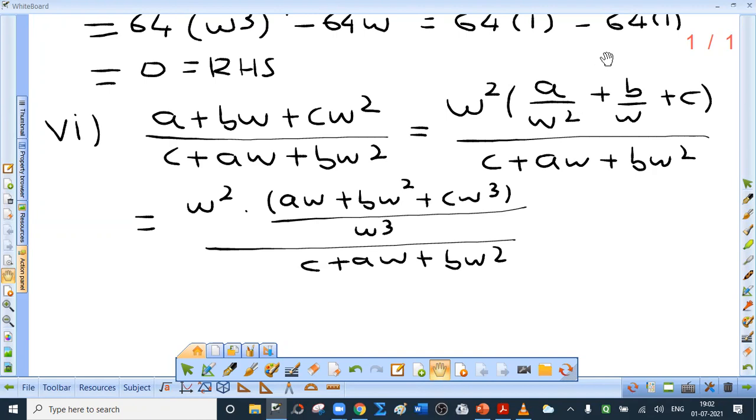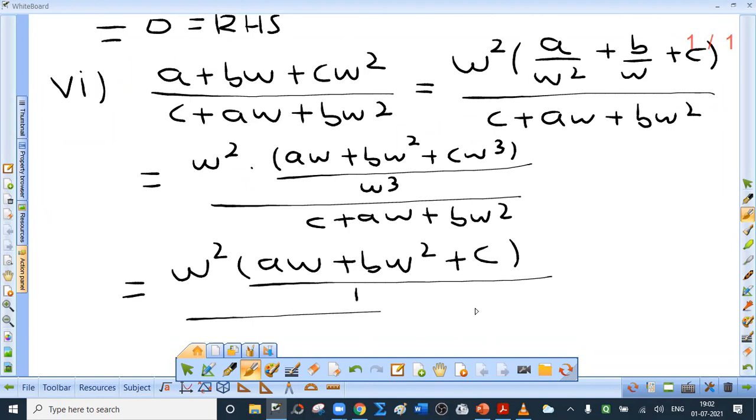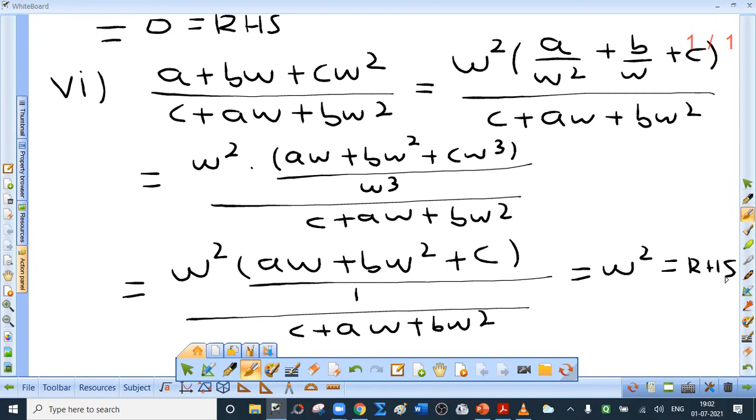If I take omega cube, then it will be a omega plus b omega square plus c omega cube, right? Just a minute. Next step. This is omega square into a omega plus b omega square plus c, or c into 1 upon omega cube is 1, divided by c plus a omega plus b omega square. What remains is omega square, which is nothing but the right hand side. Just write this. I'll tell you one more method.